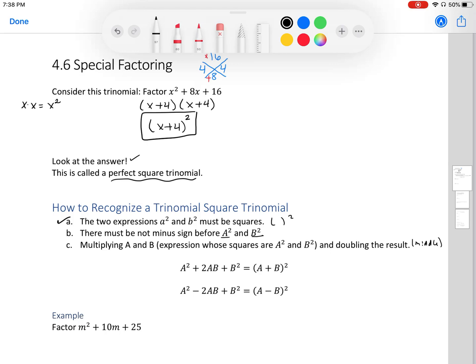So we take a look at the same problem we just did. If I label them a and b, I can write a as x squared, and I can write my b as 4 squared, because 4 squared will give me 16. And I notice that my middle term is the same two numbers multiplied times 2. So we get 4 times 2 times x, we get 8x, which is my middle term.